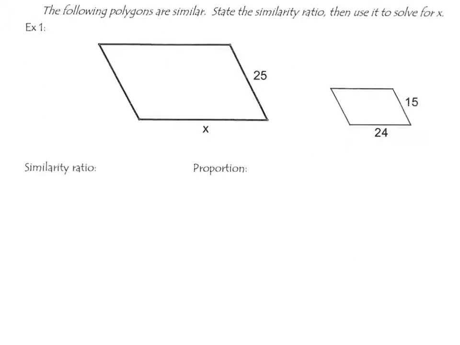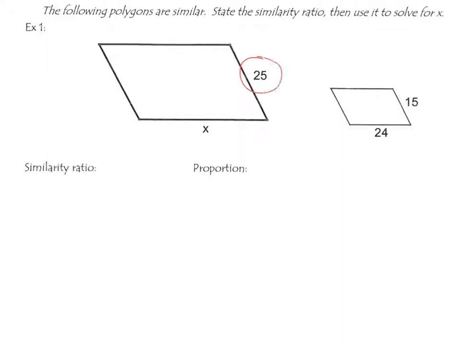All right, so here's a problem that you might see. The following polygons are similar. State the similarity ratio, then use it to solve for x. This is where you're going to bust out those colored pencils. We're looking for which sides correspond to each other. They match up with each other.